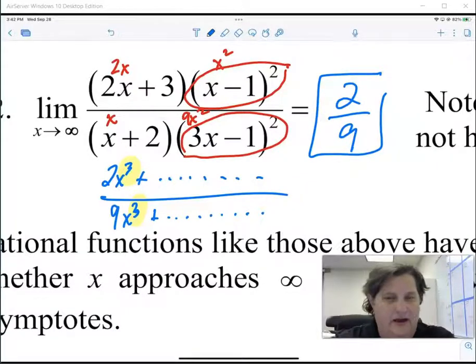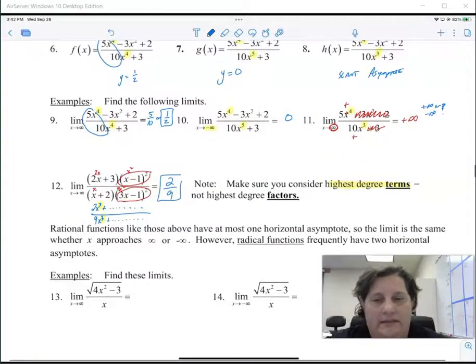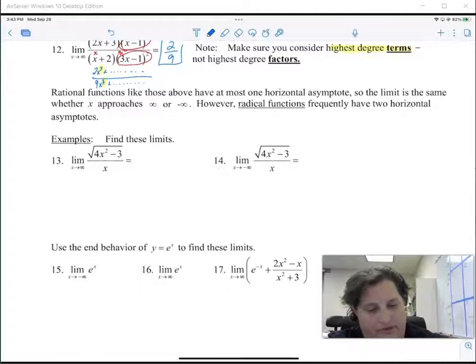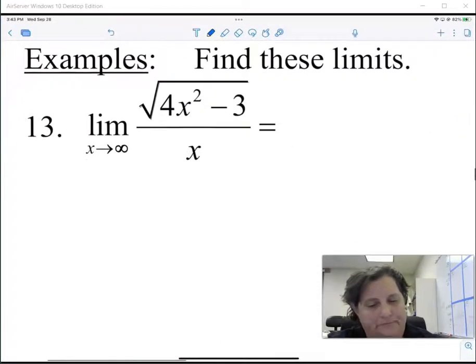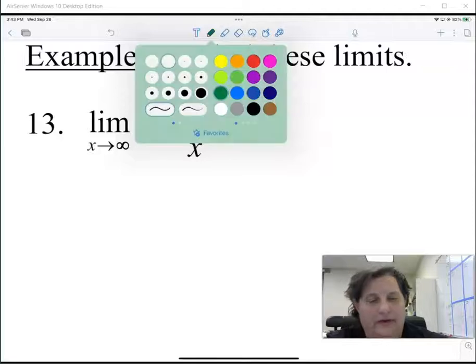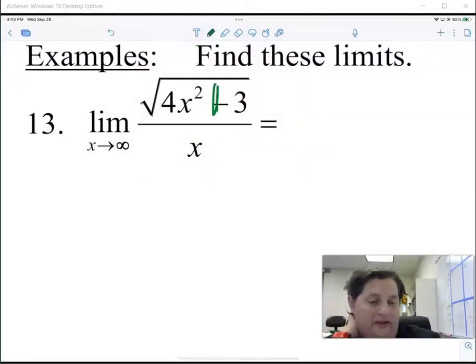Okay, infinite limits are actually really pretty easy. There's only one little thing that can happen that's kind of weird, and we're going to look at that example on 13 and 14. Okay, now remember we talked about how, when we're doing these limits to infinity, we're really only looking at the biggest term.